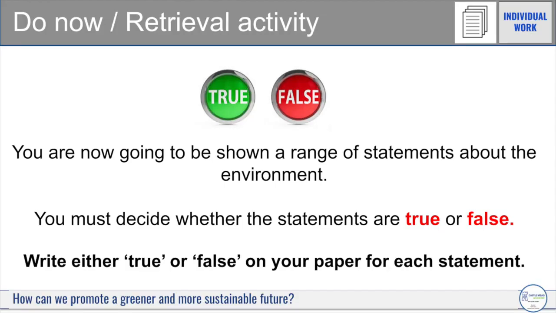You are now going to be shown a range of statements about the environment. You must decide whether the statements are true or false. Write either true or false on your paper for each statement.